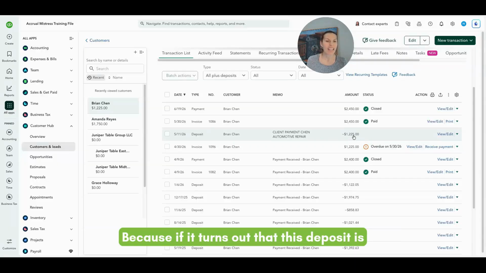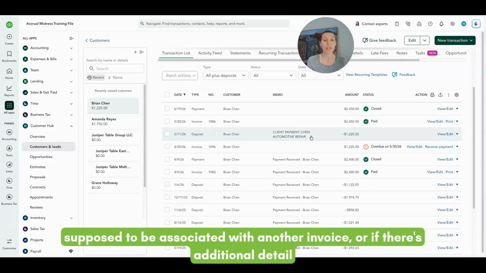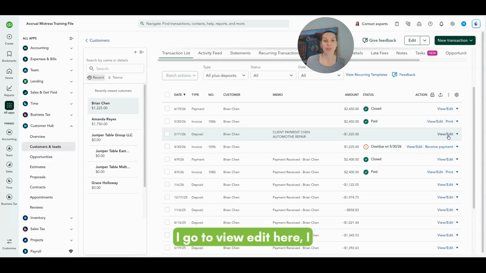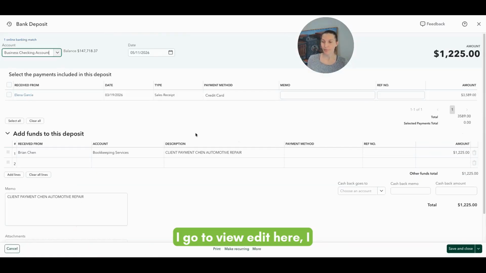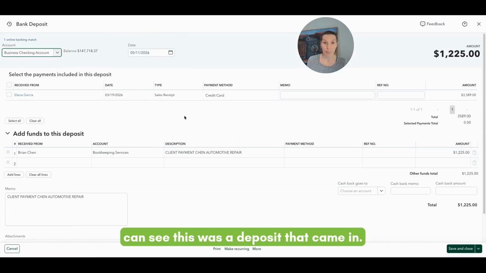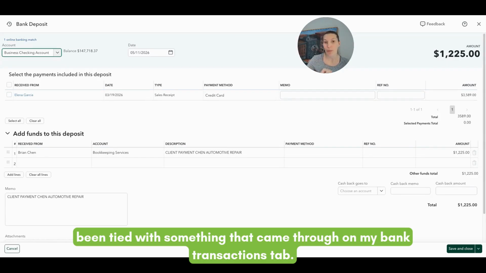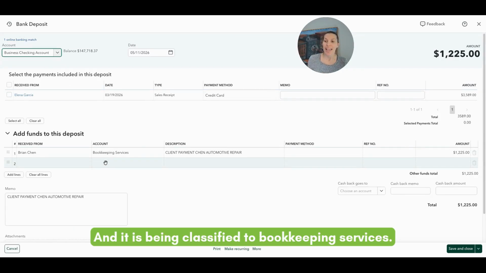right? Because if it turns out that this deposit is supposed to be associated with another invoice, or if there's additional detail in there, maybe it is not supposed to clear this invoice out. So if I go to view edit here, I can see this was a deposit that came in. It has been matched in my bank, which means that it's already been tied with something that came through on my bank transactions tab. And it is being classified to bookkeeping services.